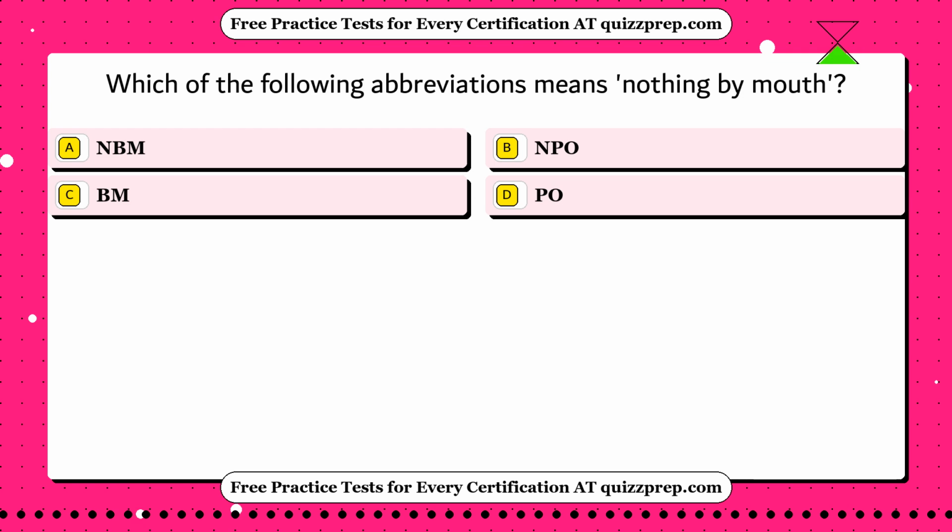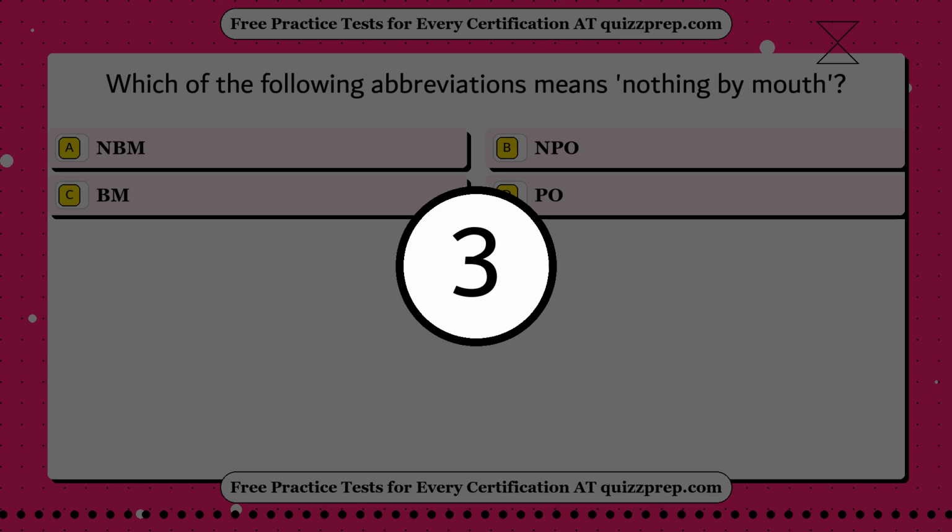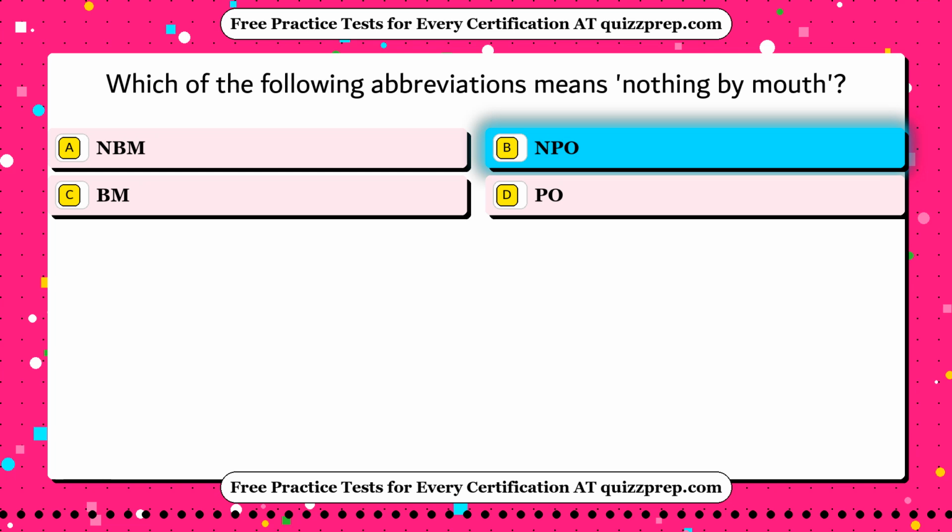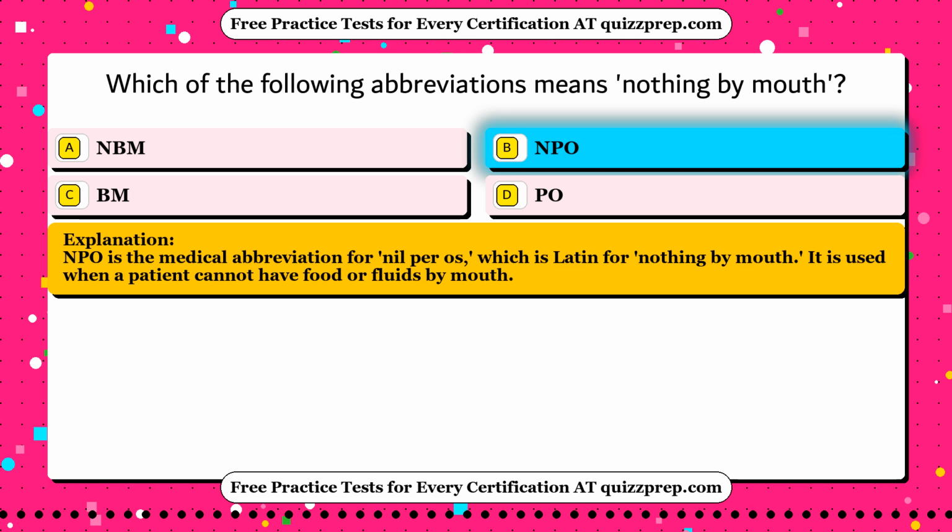Question 30. Which of the following abbreviations means nothing by mouth? Option A, NBM. Option B, NPO. Option C, BM. Option D, P. The correct answer is Option B, NPO. NPO is the medical abbreviation for nil per os, which is Latin for nothing by mouth. It is used when a patient cannot have food or fluids by mouth.